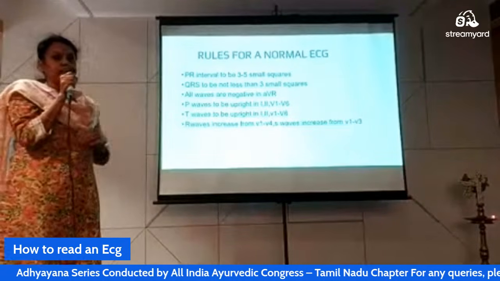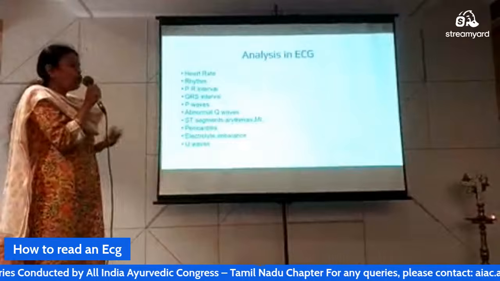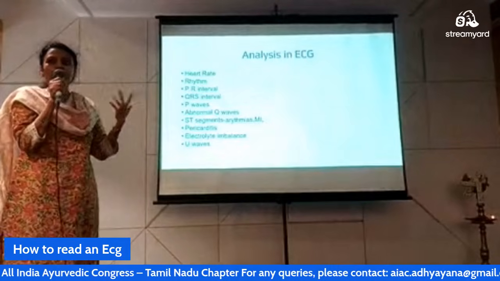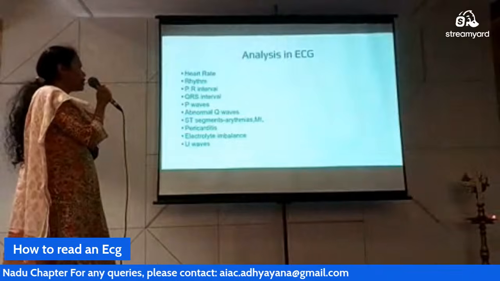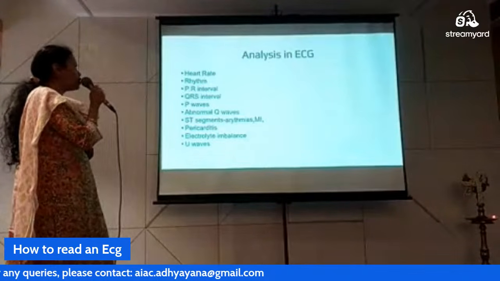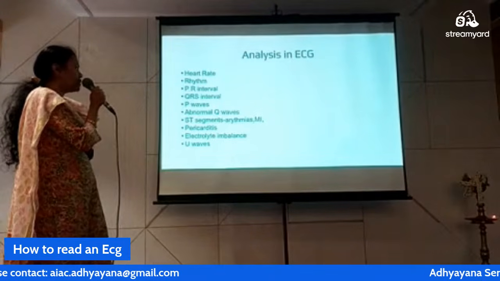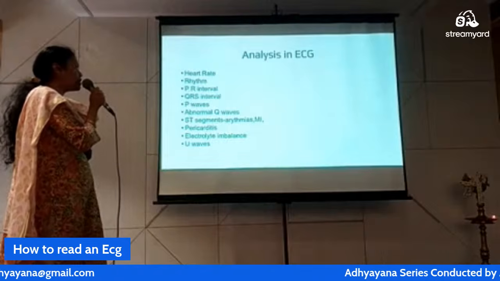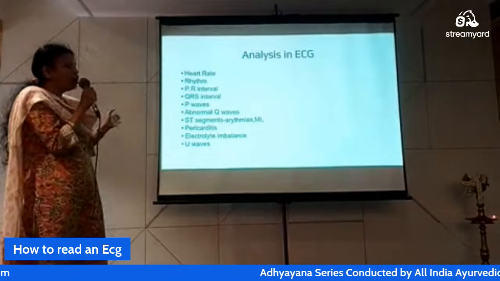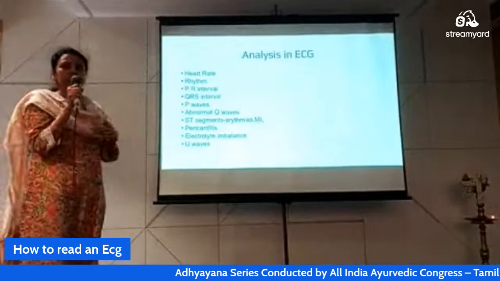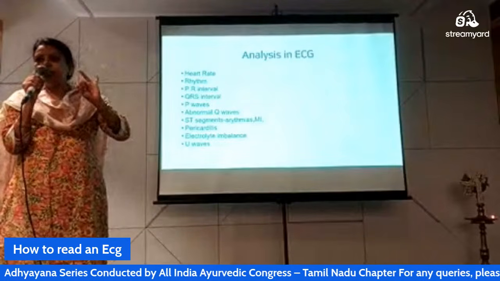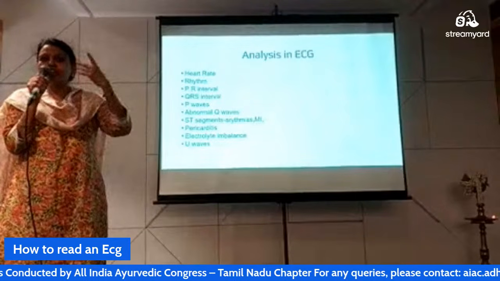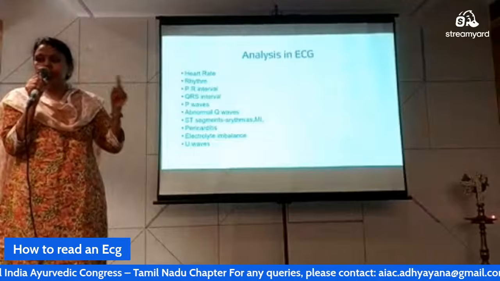Next, what all you can get from an ECG: heart rate, rhythm, PR interval, QRS interval, P waves, abnormal Q waves, ST segments, arrhythmias, MI, pericarditis, electrolyte imbalance, and U waves. We can infer all these from an ECG, but at our OP level, you mainly have to see 2 things: rate and rhythm. You see these 2 things and segregate the patient. So I'm going to concentrate only on these 2 things.